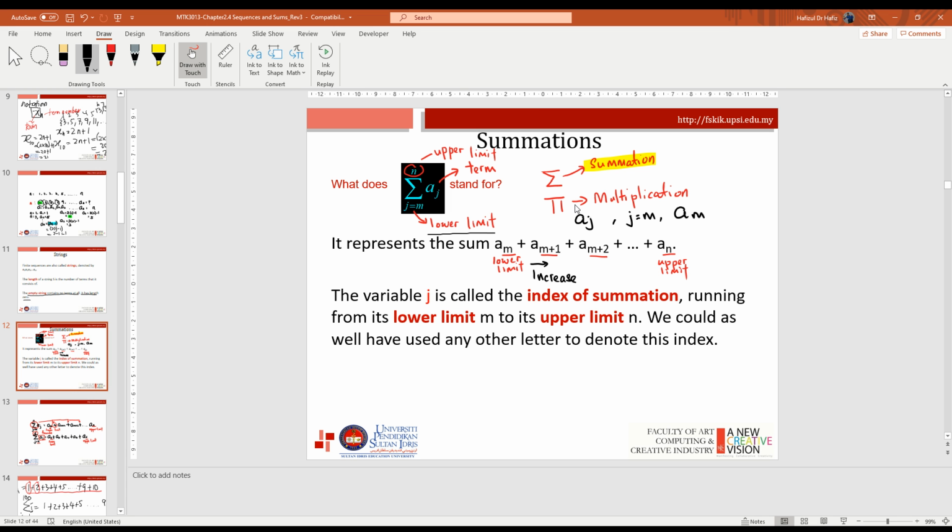And then we have the summation and the multiplication, a_j, j equal to m. It represents the sum starting from the lower limit a_m, then m plus 1, m plus 2, until the upper limit. The variable j is called the index of the summation, the subscript running from its lower limit m to its upper limit n. We could as well use another letter to denote this index. This one is just the example for this.